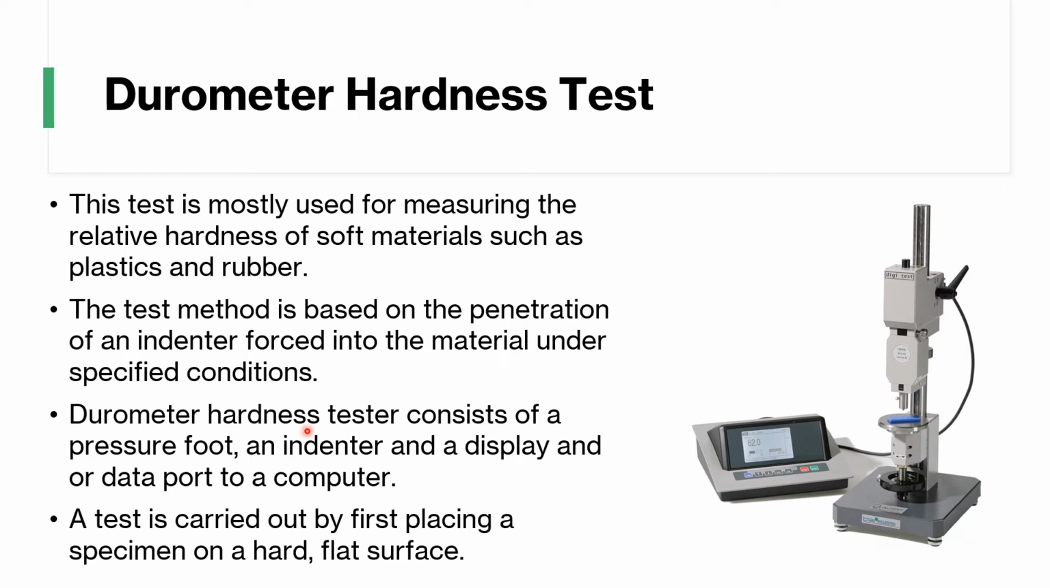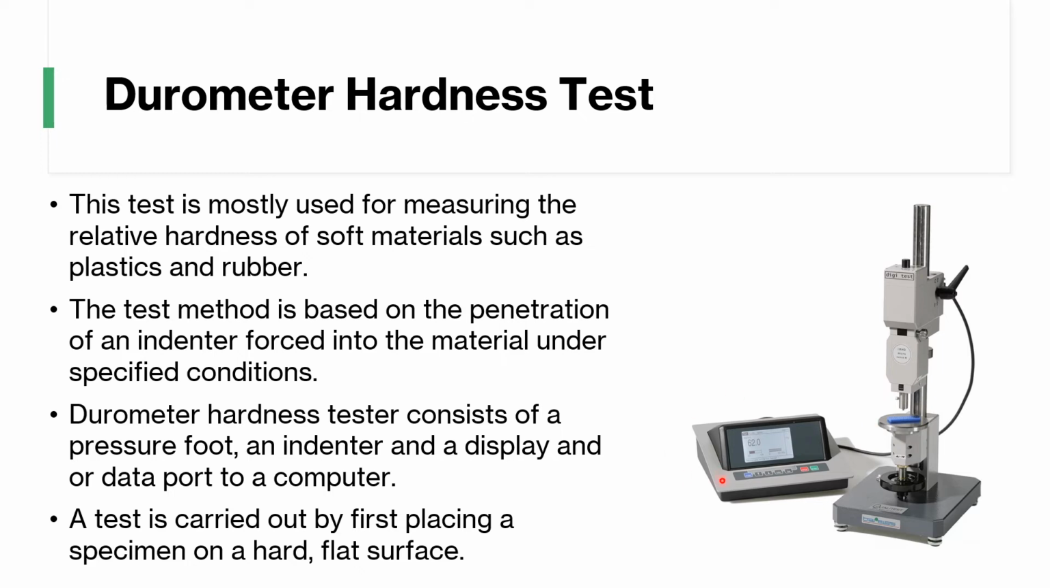Next one is a Durometer hardness test. This test is mostly used for measuring the relative hardness of soft materials like plastics and rubber. The test method is based on the penetration of an indenter force into the material, under specified conditions.